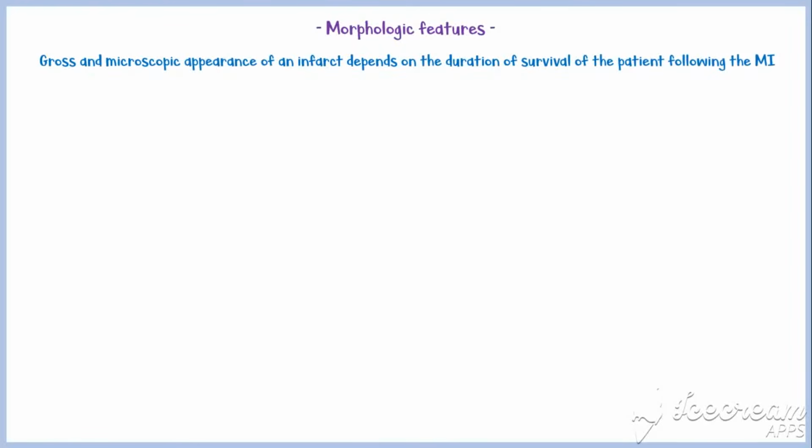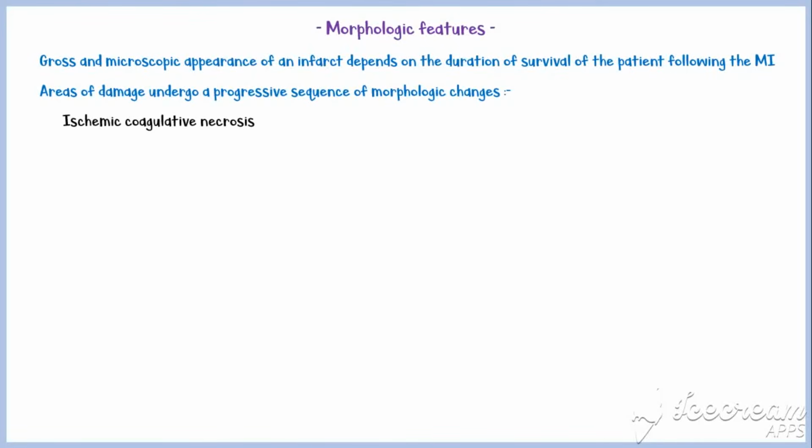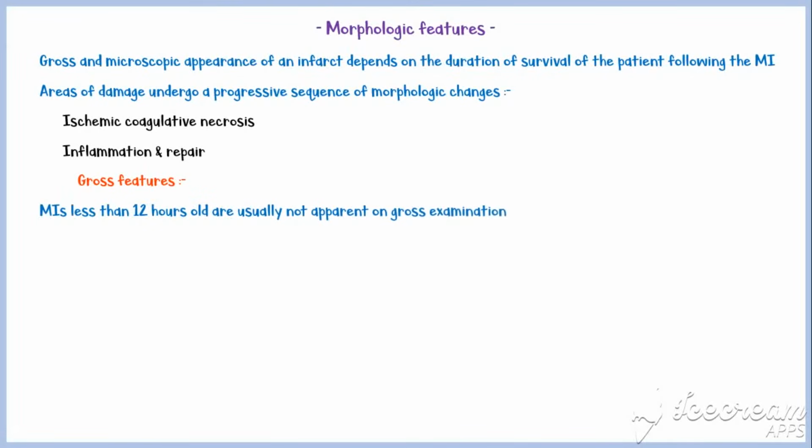Now let's discuss the morphologic features of myocardial infarction. Gross and microscopic appearance of an infarct depends on the duration of survival of the patient following the infarction. Areas of damage undergo a progressive sequence of morphologic changes involving typical ischemic coagulative necrosis, followed by inflammation and repair. First, let's see what the gross features of myocardial infarction are. Infarctions less than 12 hours old are usually not apparent on gross examination.